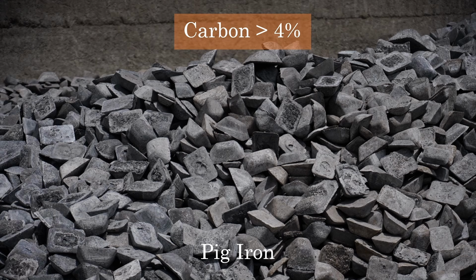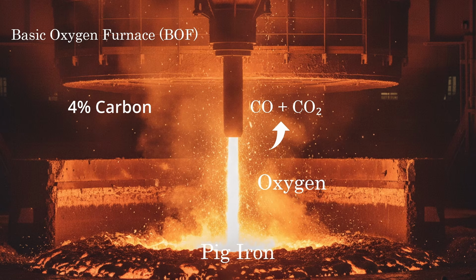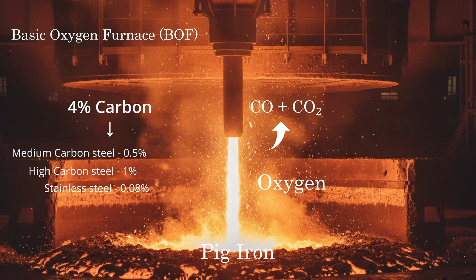So the next step is to remove the excessive carbon. For this, the pig iron is melted in a basic oxygen furnace, BOF. Inside the BOF, we blow oxygen into the molten metal. The oxygen reacts with the carbon and removes it as carbon monoxide or carbon dioxide. Now the carbon content drops, and depending on the steel grade we are making, we stop the oxygen flow when carbon reaches the required level.